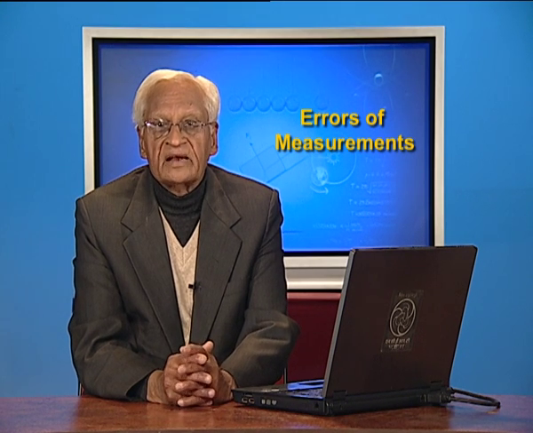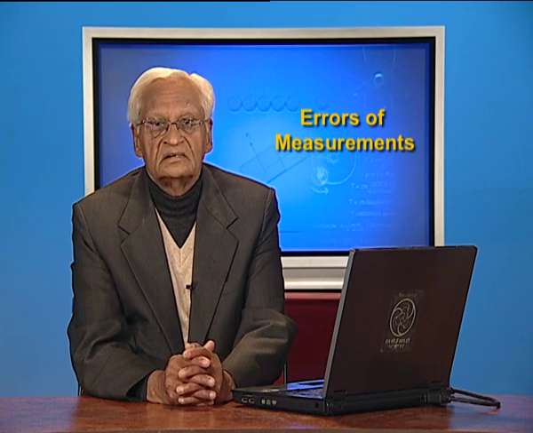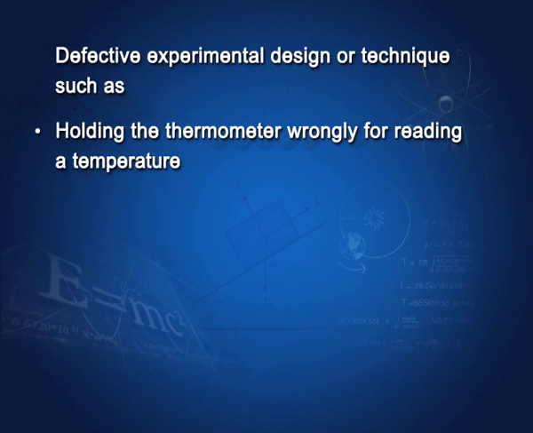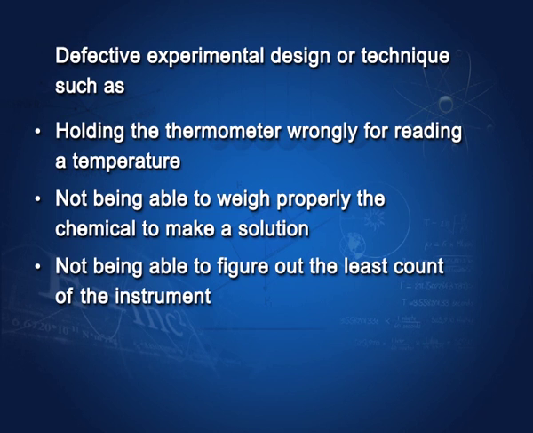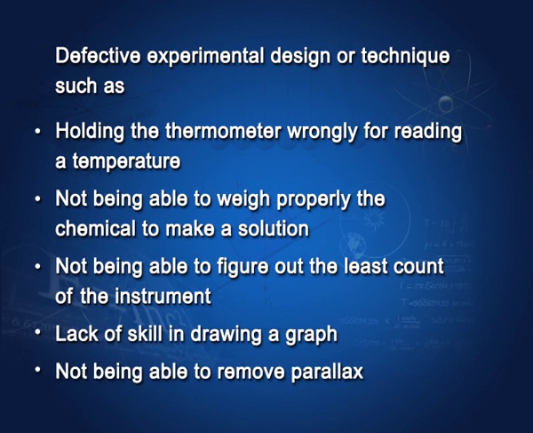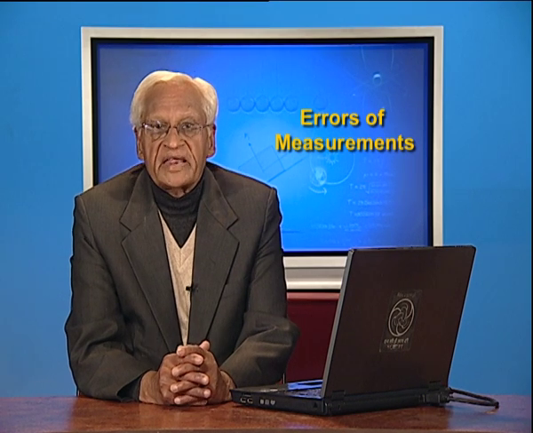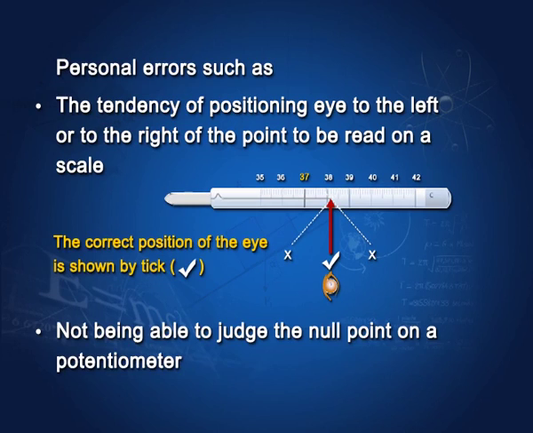Second category of systematic errors are defective experimental design or techniques, such as holding the thermometer wrongly for reading a temperature, not being able to weigh properly the chemical to make a solution, not being able to figure out the least count of the instrument, lack of skill in drawing a graph, and not being able to remove parallax in optical experiments. Third category of systematic errors are personal errors, such as the tendency of positioning eye to the left or to the right of the point to be read on a scale.